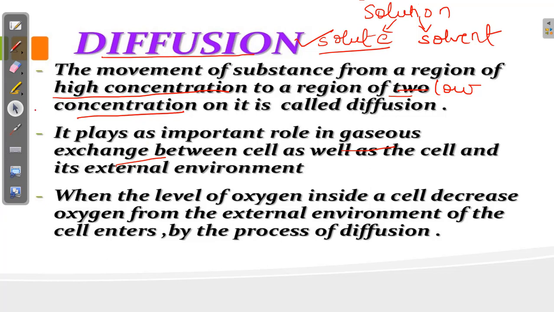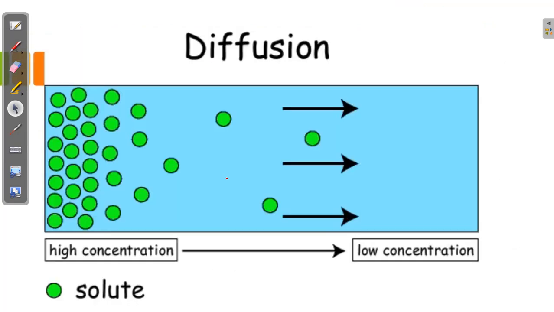So, when the level of oxygen inside a cell decreases, oxygen from the external environment enters the cell. Why? Because oxygen is more in amount in the external environment. Hence, the oxygen, that is a solute, will move from high concentration to low concentration, and that is the process of diffusion. It's a simple diagram which will explain this to you. Since there is no solute here, all the solutes will come here.